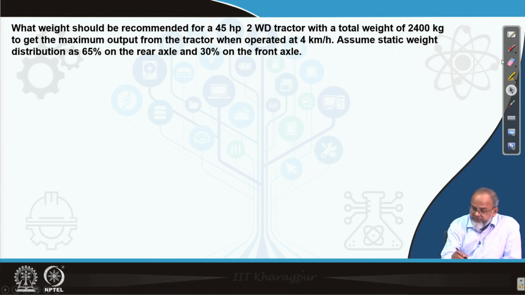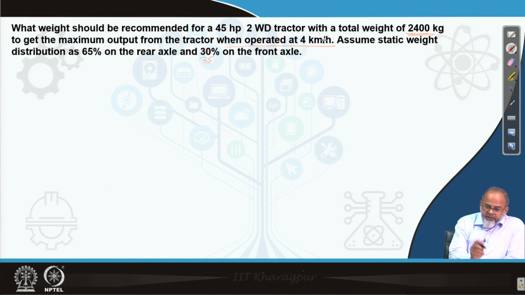Total weight is given as 2400 kg, and weight distribution is given as 35% on the front axle and 65% on the rear axle. Then it is to be operated at 4 km per hour. So that is the actual speed. We need to operate the tractor at 4 km per hour.